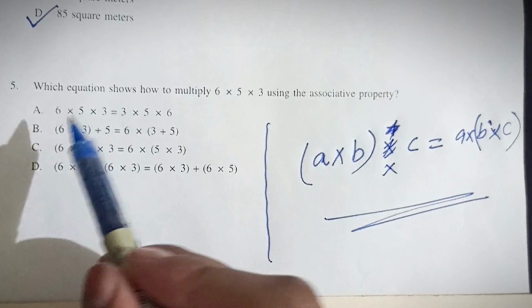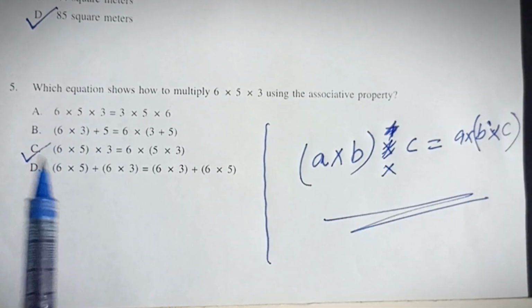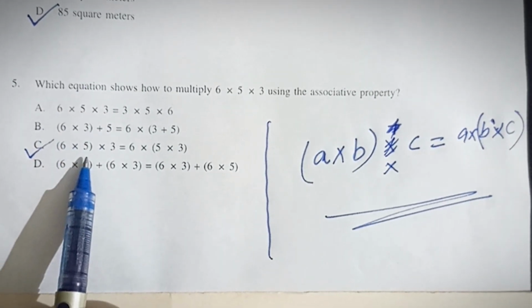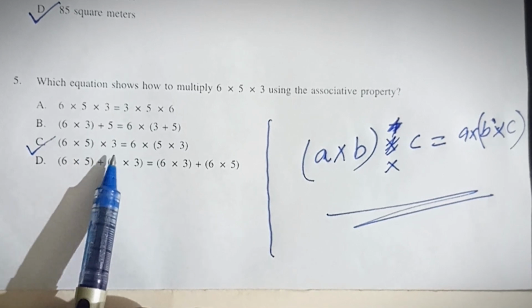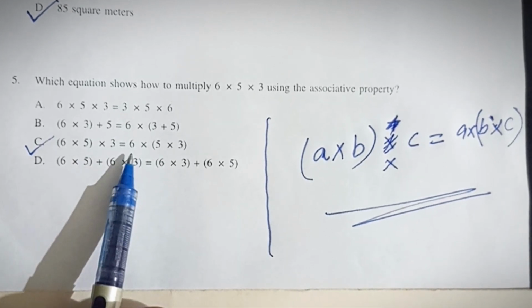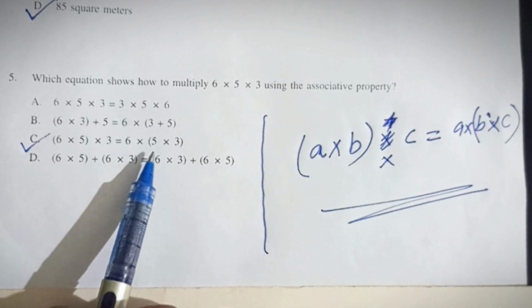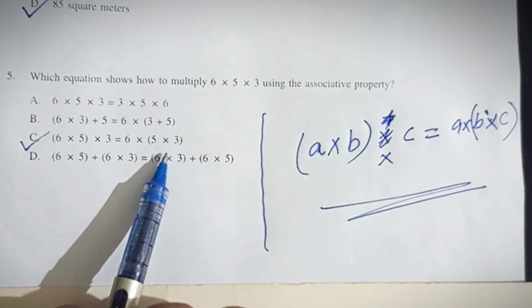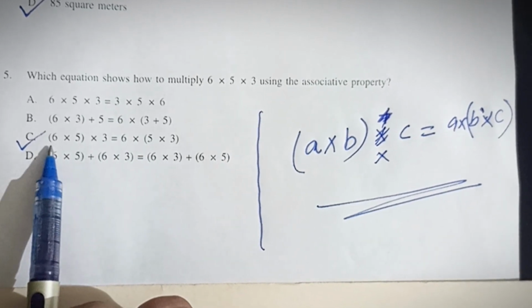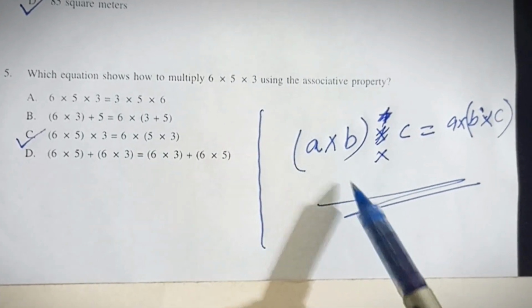C is the exact answer of this question. We have to multiply 6 multiplied by 5, bracket close. After that we have multiplied by 3. Here 6 is outside the brackets and 5 multiplied by 3 are in the brackets. So this is the exact associative property with respect to multiplication.